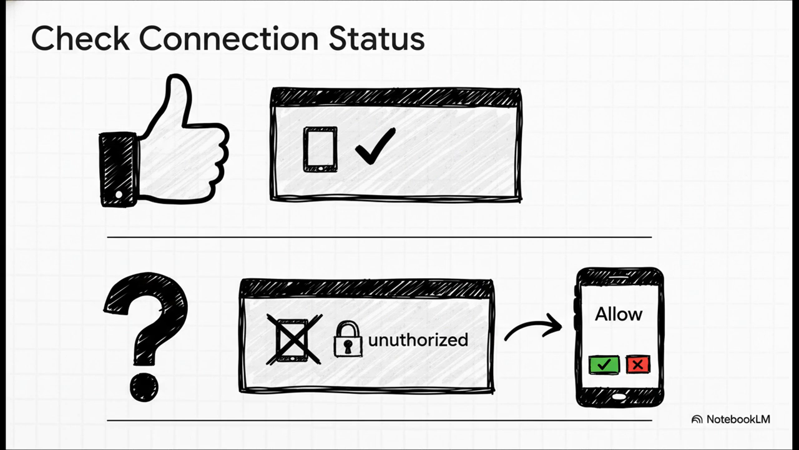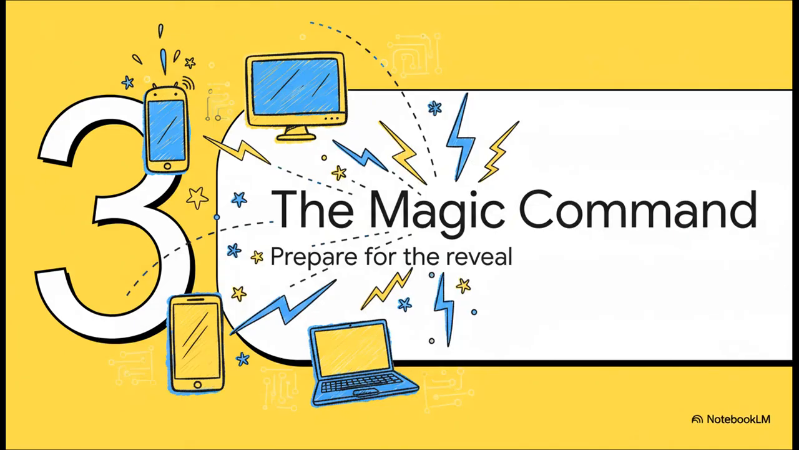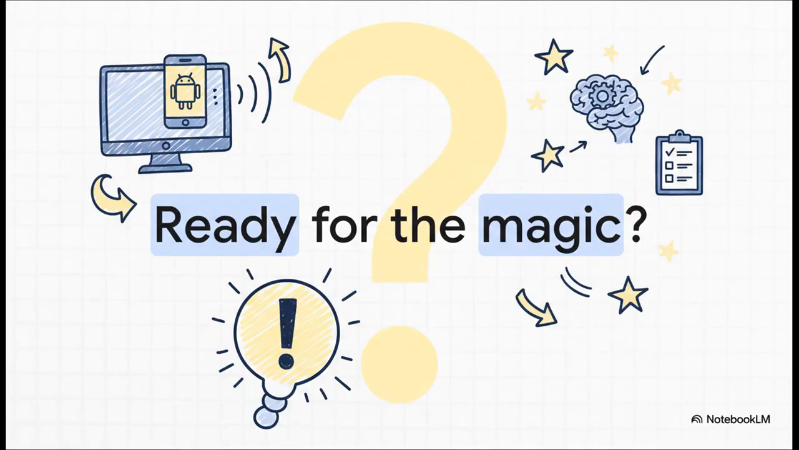If it says unauthorized, no sweat. Just look back at your Android device, find that pop-up we talked about, tap allow, and then run the command again. Okay, the setup is officially done. The devices are connected, they trust each other, and now we're ready for the magic. This is the moment it all pays off. Seriously, are you ready for this?